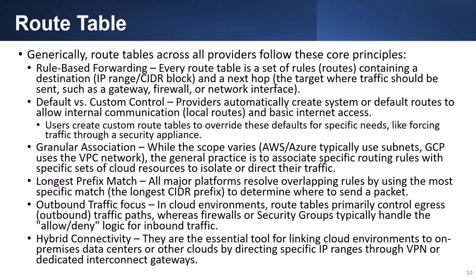Outbound traffic focus. In cloud environments, route tables primarily control egress, or outbound, traffic paths, whereas firewalls or security groups typically handle the allow-deny logic for inbound traffic. And hybrid connectivity. They are essential tools for linking cloud environments to on-premise data centers or other clouds by directing specific IP ranges through VPN or dedicated interconnect gateways.